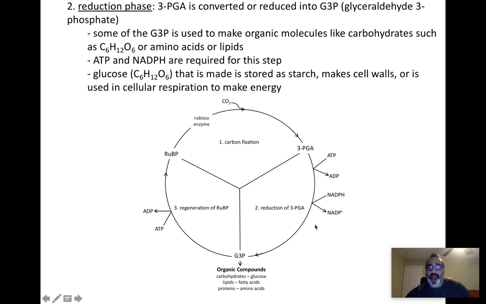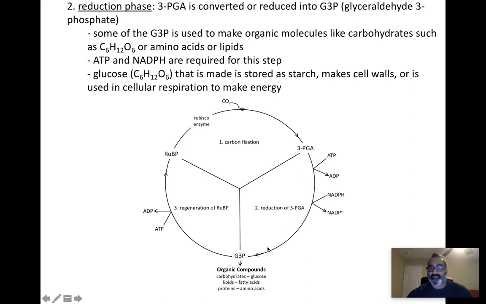Step 2, called the reduction phase. Let's do a quick review. Back in our other chapter, oxidation and reduction: oxidation is when an electron is lost, so we're talking about hydrogens being lost. Reduction is when hydrogens are gained or electrons are gained. So in step 2, 3-PGA is going to be reduced, which means it is going to gain electrons or gain hydrogens.